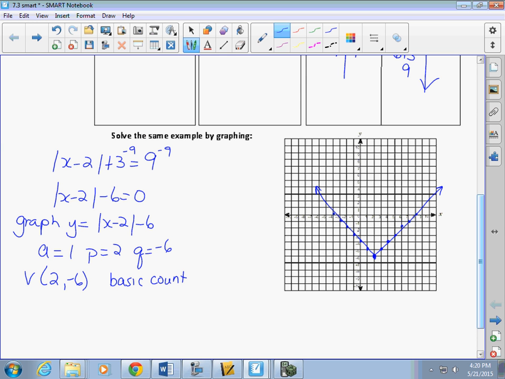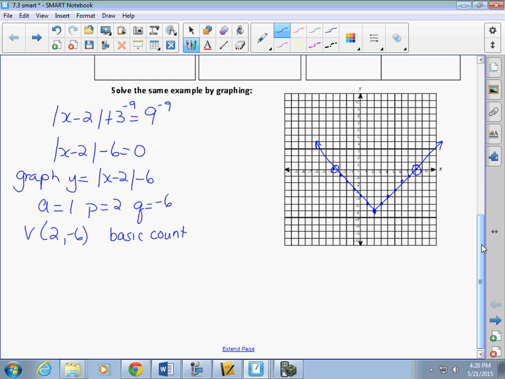So I have an x-intercept at 1, 2, 3, 4, 5, 6, 7, 8, right there. And I have one which should be right there at negative 4. So my x-intercepts are negative 4 and 8. That means x is equal to negative 4 and 8, which is what I found by solving the equation.